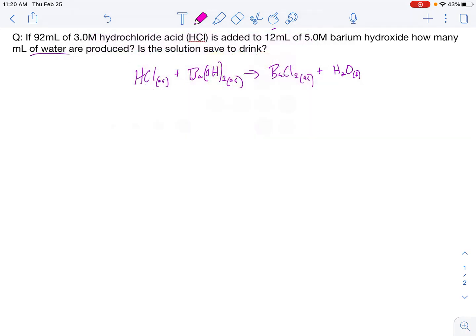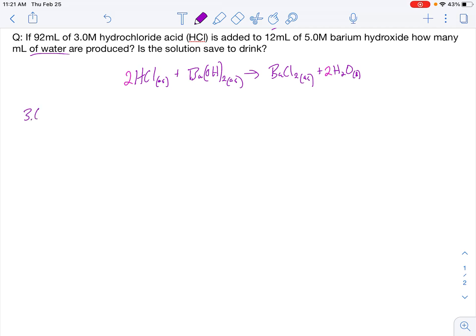We do have to balance this. Let's go ahead and throw some 2's in here, maybe a 2 there and a 2 there. All looks good. Now, what do we have to do at this point in time? Well, we have volumes and concentrations because these are solutions. So I don't have grams. That's not how I would measure this. I would measure it in a concentration. So I need to first convert those to molar amounts. Then I can do some stoichiometry.